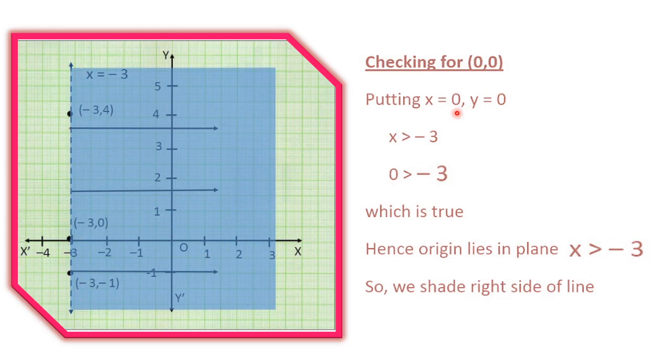We'll put the value of x and y as 0, 0. y is anyway not involved in the given inequality. So x is greater than minus 3, it means 0 is greater than minus 3, which is true. So it means where origin lies, on the right hand side, is the required region. And here see students, we have made the dotted line because again here the equal to sign was not given in the inequality. So that's why we have made the dotted line.